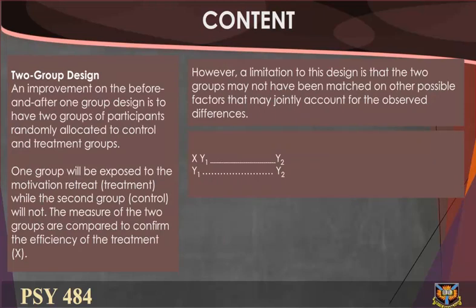Two-group design. An improvement on the before and after one-group design is to have two groups of participants randomly allocated to control and treatment groups. One group will be exposed to the motivation treatment, while the second group, the control, will not. The measures of the two groups are compared to confirm the efficiency of the treatment X. However, a limitation to this design is that the two groups may not have been matched on other possible factors that may jointly account for the observed differences. X, Y1 to Y2; Y1 to Y2.